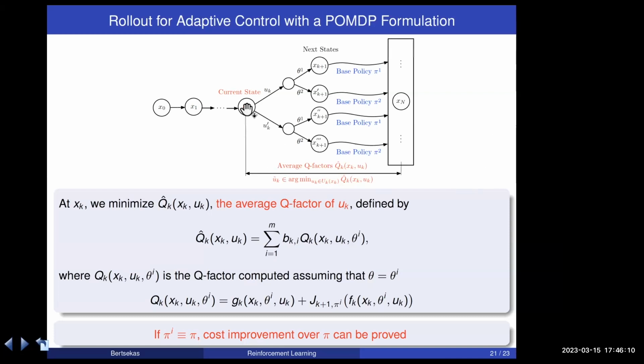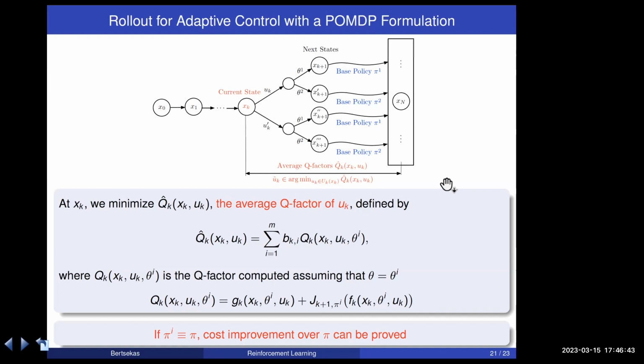You are at the current state, okay? And you have calculated the posterior of theta based on all the information that you've gotten so far. Now you consider all the possible values of control as we do in rollout, and then we consider all the possible values of theta. There are m of them. In this particular figure, there's only 2 of them, but in general, there are m of them. And then you run the corresponding base policy up to the end.